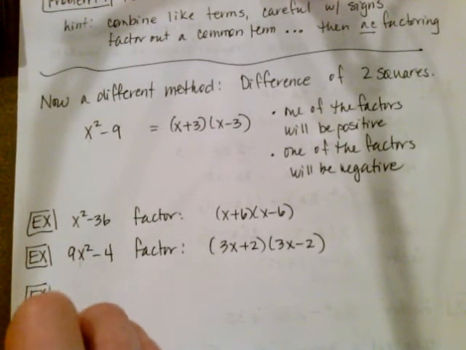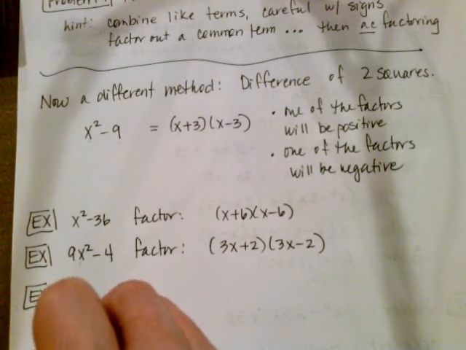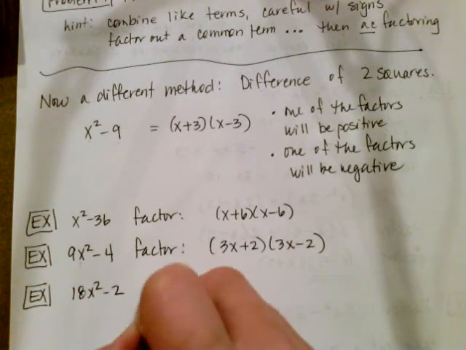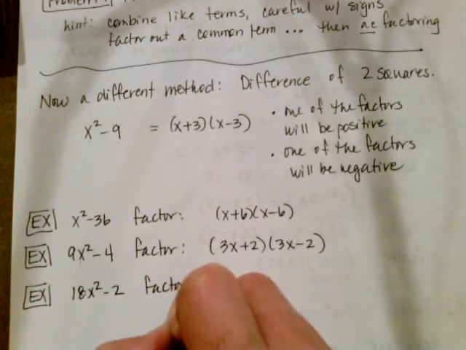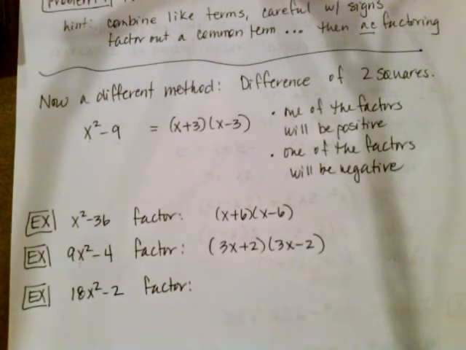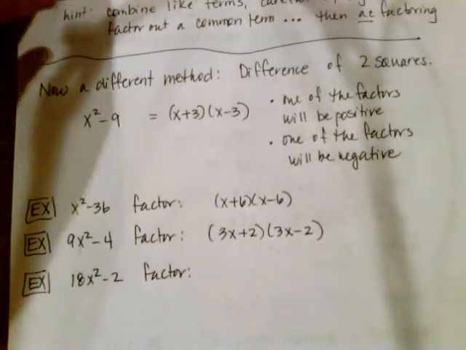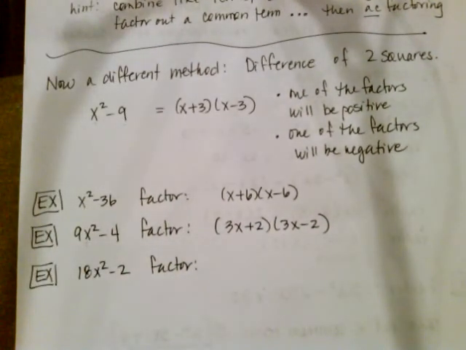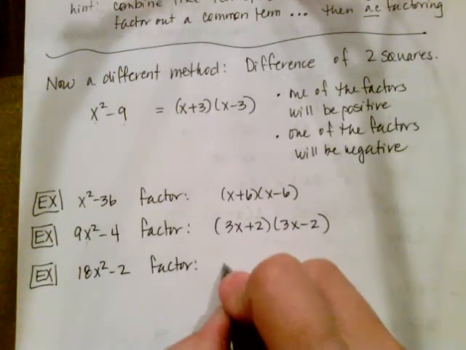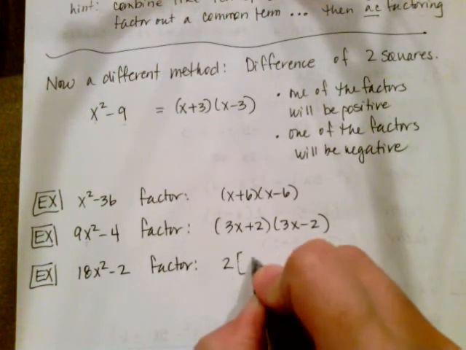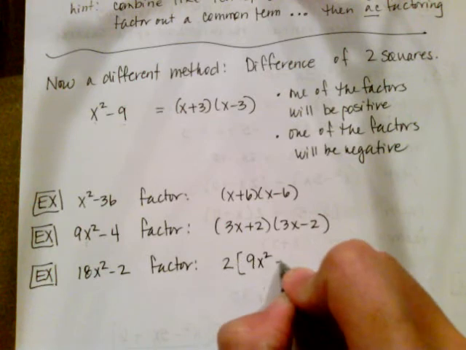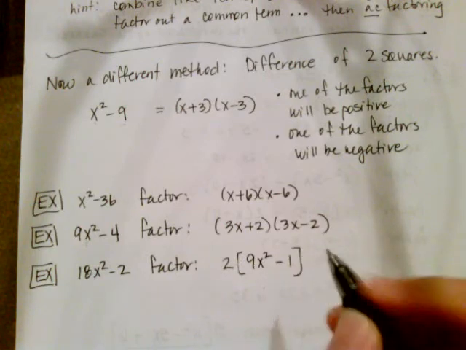Alright, here's your next example. What if I had 18x squared minus 2 and I ask you to factor? Well, that one looks a little different. Is 18 a perfect square? No. Is 2 a perfect square? No. But I could factor out a 2 first. So let's take out a 2 first, and then I get 9x squared minus 1.